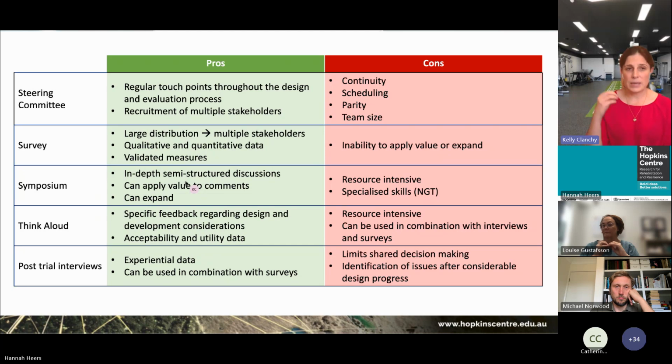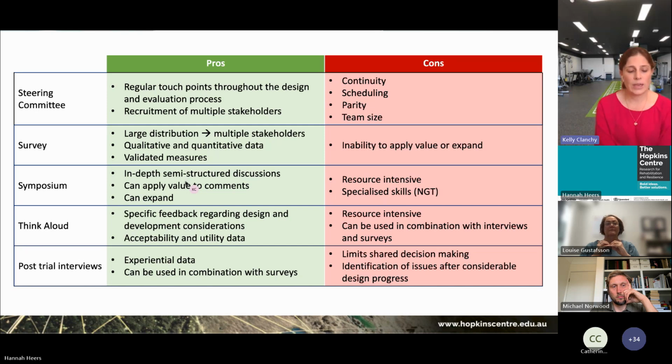However, one of the biggest drawbacks of post-trial interviews is it really limits the shared decision-making, which I think is a fundamental component of the BioSpine process, the co-design process. You need to be able to give people that shared decision-making in the design, not just the end stakes of the technology. It also results in you identifying a significant number of issues after a considerable design process has been undertaken. So you find yourself on the edge of the valley of death.